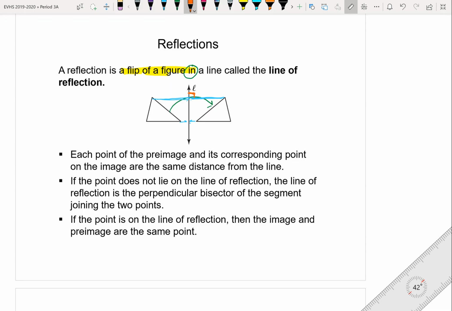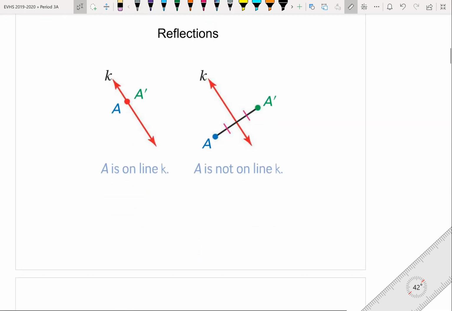And if the point is on the line of reflection, then the image and the pre-image are going to be the same point. Now, that makes perfect sense, because if I were to put a point right here, how in the world can I reflect that? Well, it's got to just stay on the line. So here's what we mean by that.